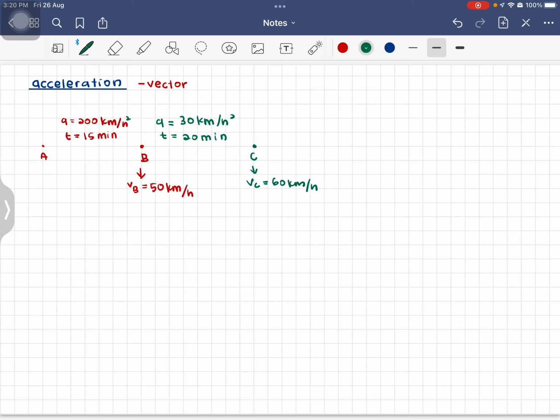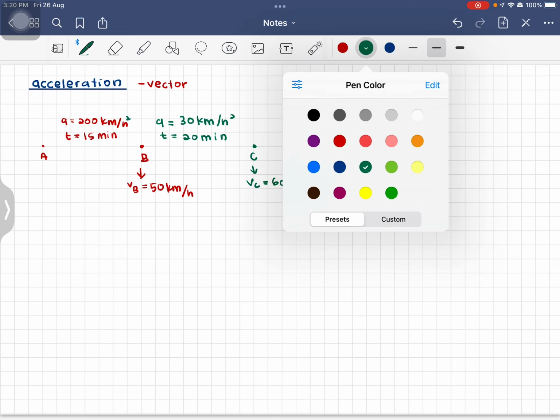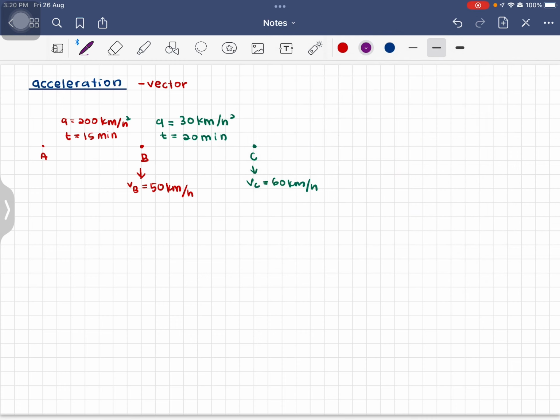Then you hit the brake, you are holding your brakes and decelerating by, let's say, negative 150 km per hour squared. You are taking 10 minutes to reach point D. At point D, you will arrive with 30 km per hour. Okay, you are approaching A, B, C and D.